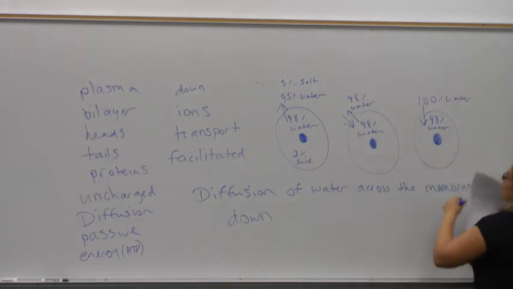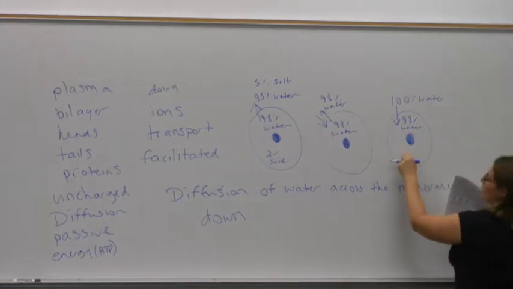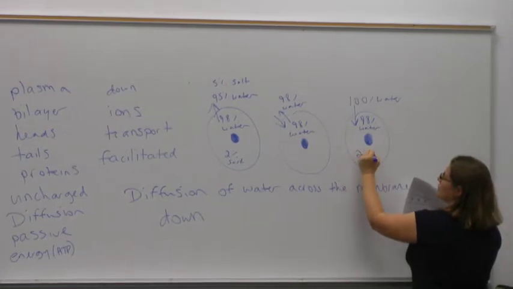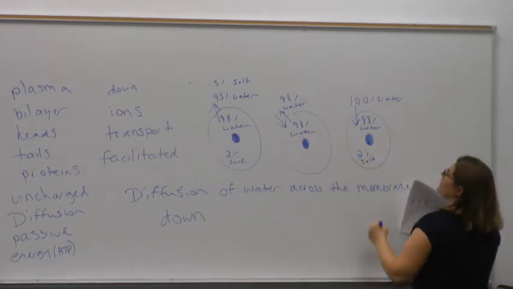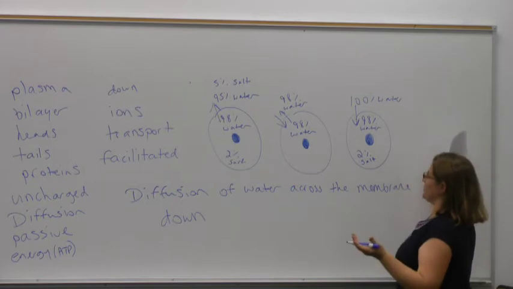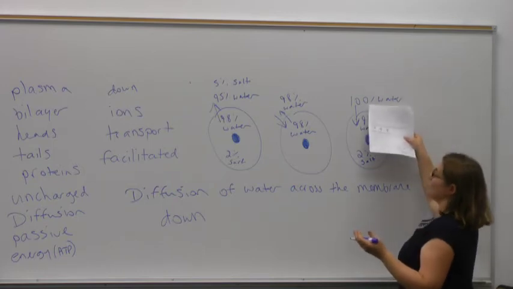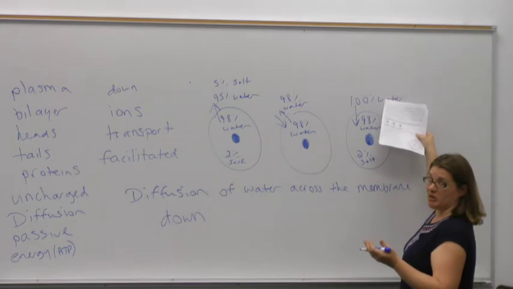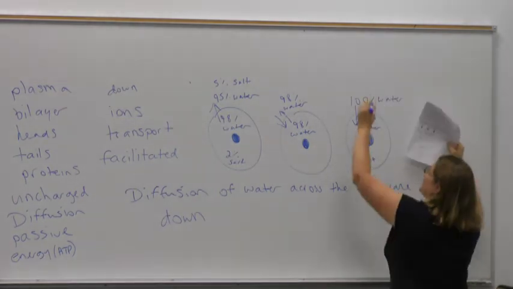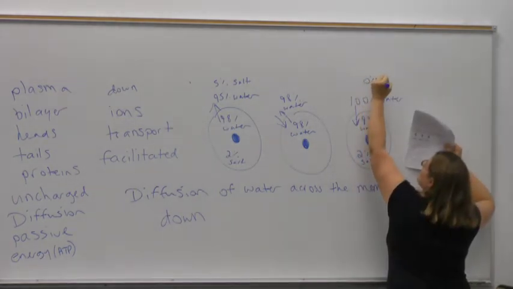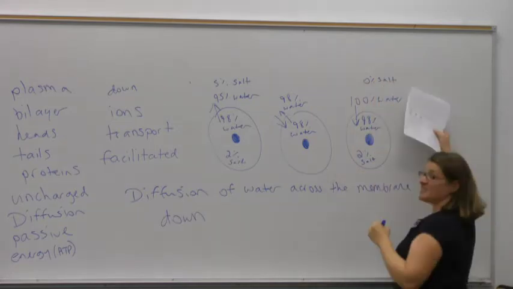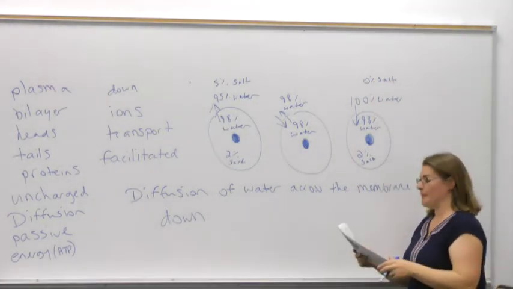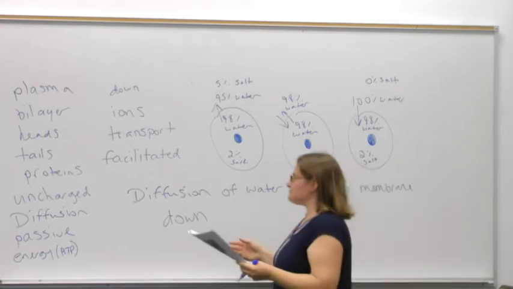But what about for this one? So if we've got 98% water, how much salt in the cell? 2%. And how much salt outside the cell? There's 100% water outside the cell. How much salt? 0%. No salt there. Pure water. Okay? So let's consider that.